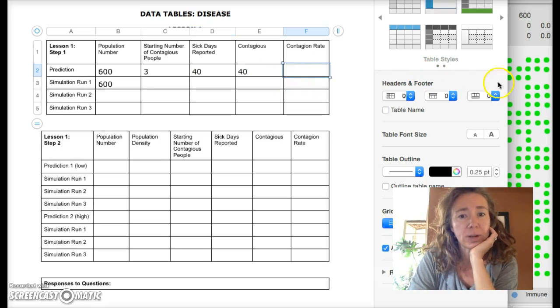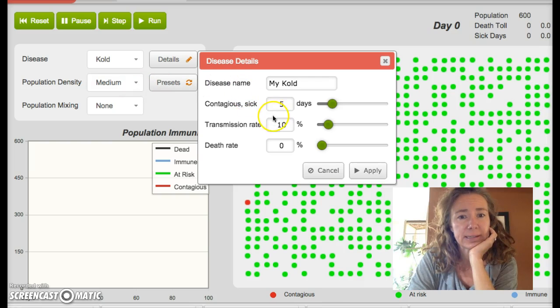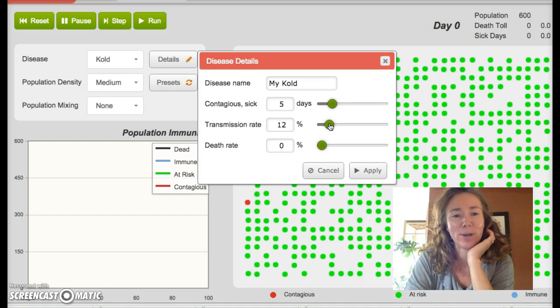The contagion rate, I can see here, the transmission rate is 10%. So not much prediction, but I can increase that, right? I can make it much easier to spread or less easy to spread.